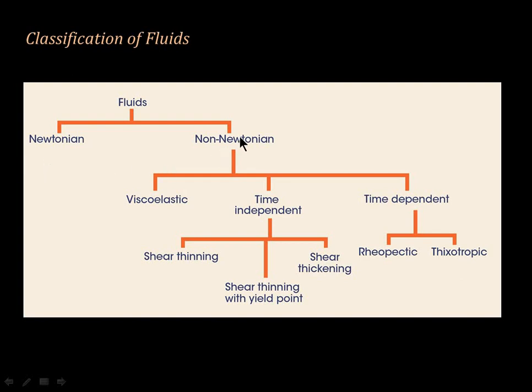Now further, non-Newtonian fluids are classified in three types: viscoelastic, time independent, and time dependent. Time independent means that when a fluid is flowing, with the change in time, there will not be any significant change in the properties of these fluids. Shear thinning, shear thinning with yield point, and shear thickening are the types of fluids under time independent. Whereas for time dependent, when time is increased, there can be a change in certain properties of these fluids. Time dependent fluids are rheopectic and thixotropic.